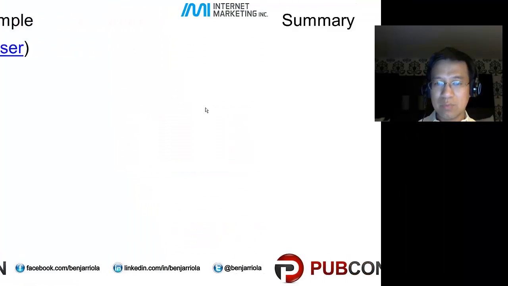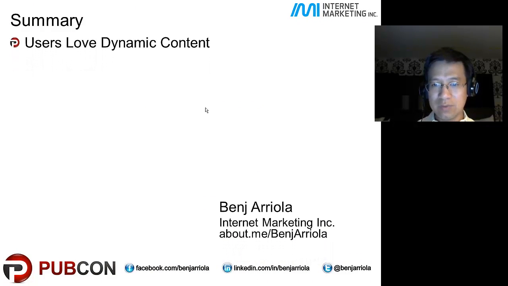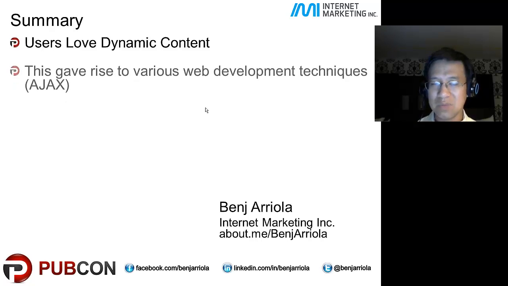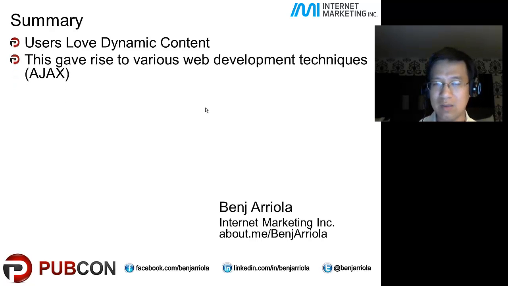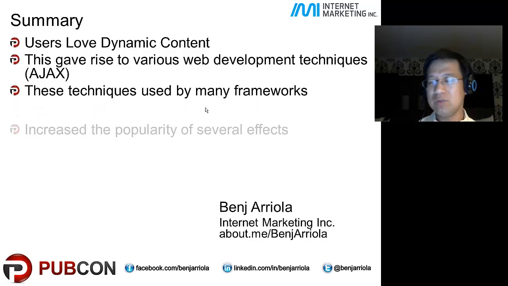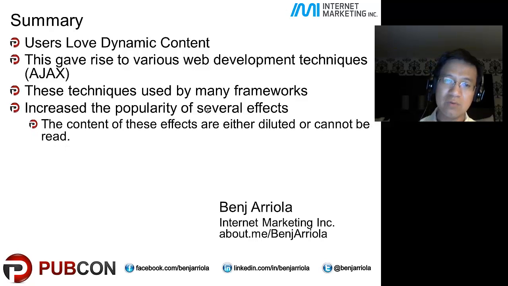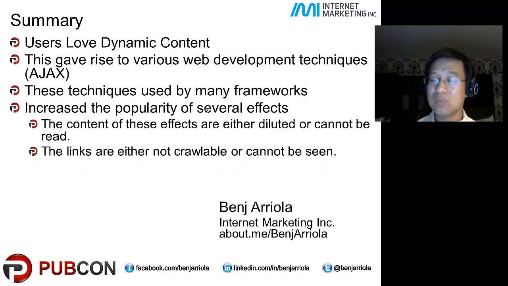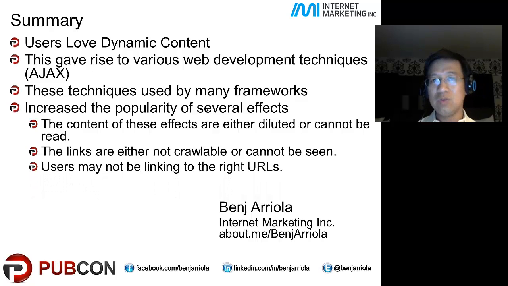So going back to the presentation, and to summarize everything, users love dynamic content. So as an SEO, it's not always the solution to say don't do it, because it has some purpose. Users do like it. This dynamic content gave rise to web development techniques like Ajax, and these techniques are used in many frameworks and increase the popularity of several effects. And when using these effects, this could cause some issues. It's either diluting the content, or the content could not be read at all, or the links are not crawlable, or the links could not be seen at all, or users could be linking to the wrong URLs.